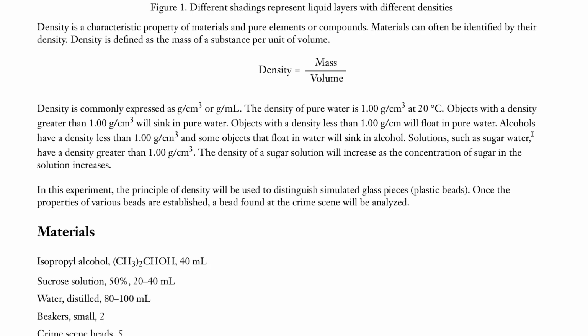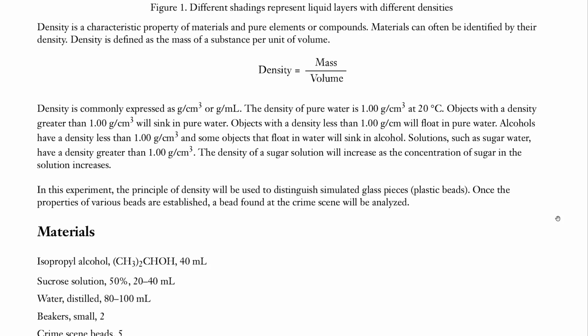Objects with a density greater than 1.00 grams per centimeter cubed will sink in pure water. Objects with a density less than 1.00 grams per centimeter cubed, and oh my gosh, they did not put a cube there, very silly of them, will float in pure water. Alcohols have a density less than 1.00 grams per centimeter cubed, and some objects that float in water will sink in alcohol.